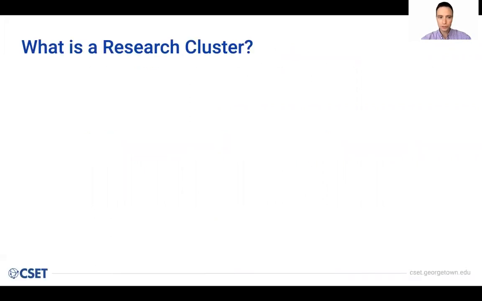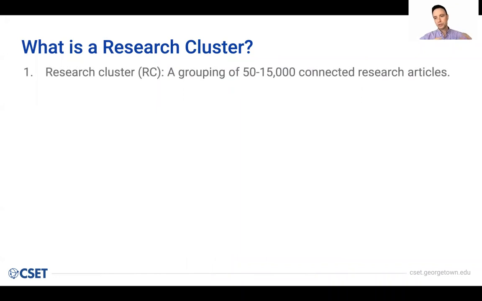Okay, so what is a research cluster? Usually the science consists of presentations at conferences, published articles, books, working papers, and so on. And there are millions and millions of such scientific documents. The question is, how can you make sense of it? Or how can you organize science into something you can work with?